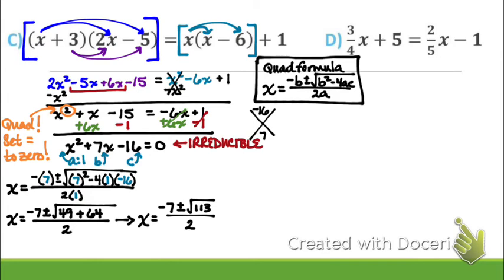Does 9 go into this? I don't know. Let's check. 113 divided by 9. How many times does 9 go into 11? Once. Minus 9. 2. Bring down the 3. Does 9 go evenly into 23? No. Cool. So it doesn't work there. Do I need to try 16? No. Nope, none of the even ones.